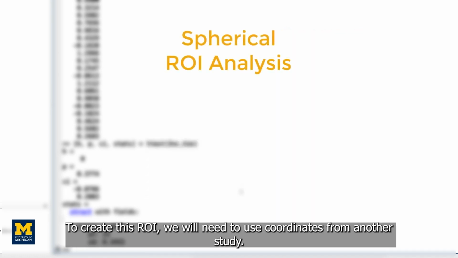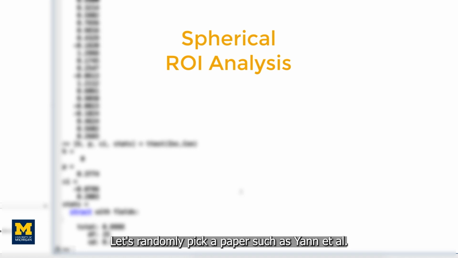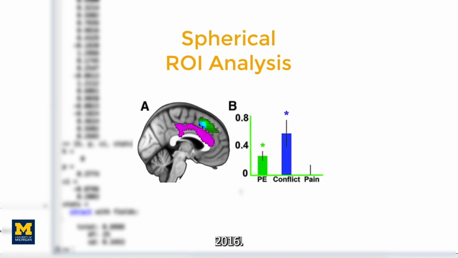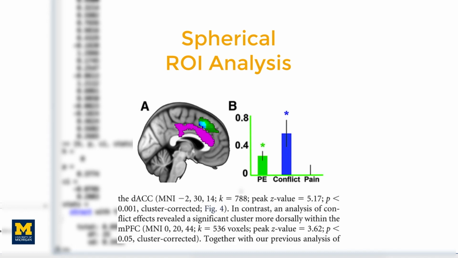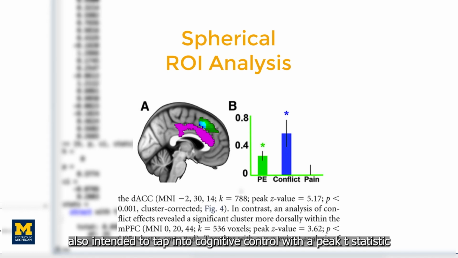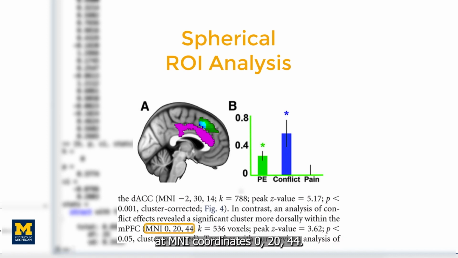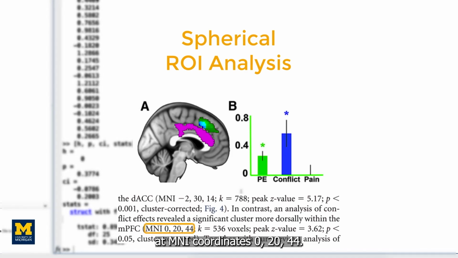To create this ROI, we will need to use coordinates from another study. Let's randomly pick a paper, such as Yan et al. 2016. In the results section, we find that there is a conflict effect for a Stroop task, a distinct but related experimental design also intended to tap into cognitive control, with a peak t-statistic at MNI coordinates 0, 20, 44.